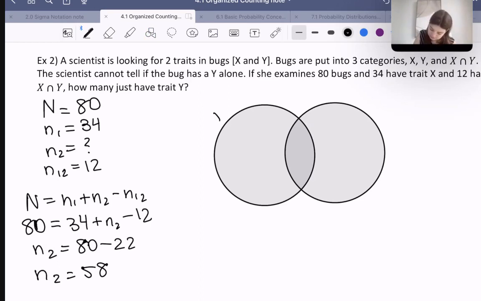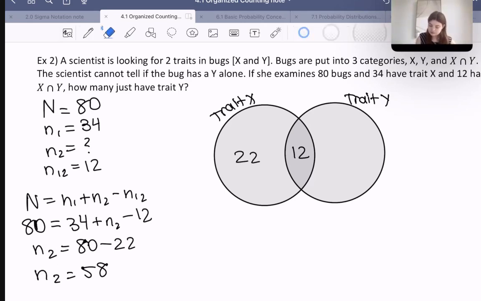Okay, so let's say this is trait X and trait Y, and each bug is in one of these categories. So in other words, there aren't any bugs that don't have either trait. Every bug either has trait X or trait Y or both. Those are the only options. So we know that 12 have both, and we know that the number that have trait X is 34, and 12 of them are already accounted for in the middle. And so 22 are left, right?